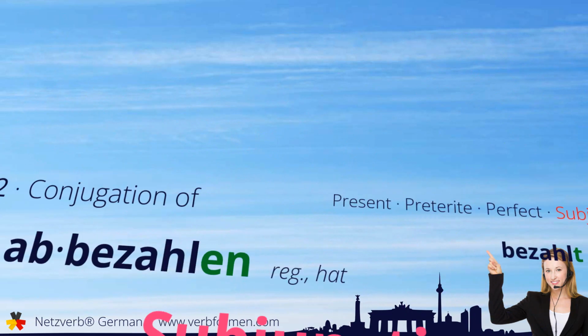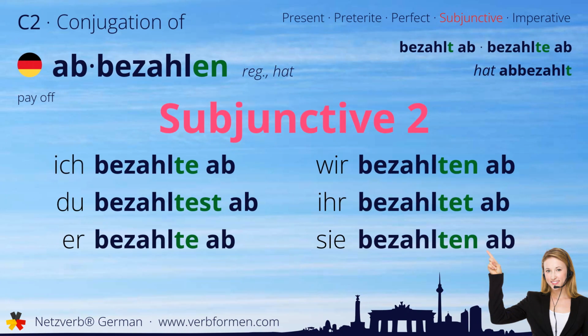Now we move on to the subjunctive two. Ich bezahlte ab. Du bezahltest ab. Er bezahlte ab. Wir bezahlten ab. Ihr bezahltet ab. Sie bezahlten ab.